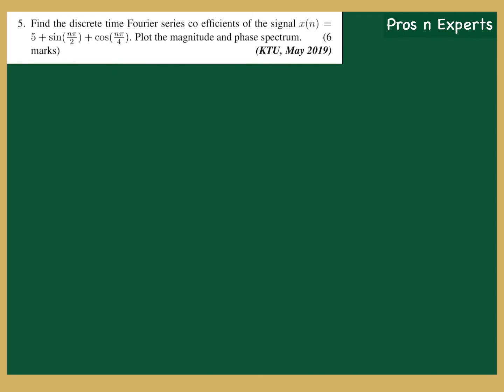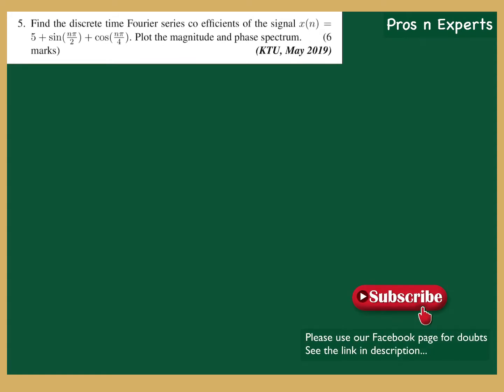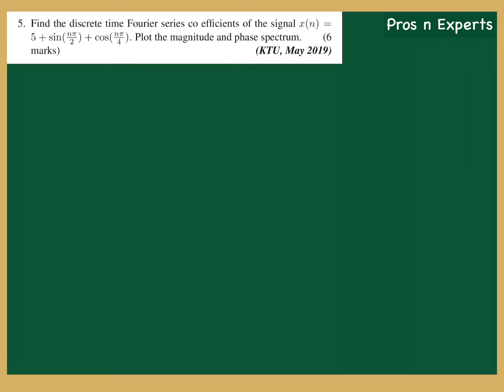Okay, let's continue solving our questions. The next question is, find the discrete time Fourier series coefficients of the signal x of n, plot the magnitude and phase spectrum. So you're asked to find the discrete time Fourier series coefficients of x of n, which is given by 5 plus sine n pi by 2 plus cos n pi by 4.